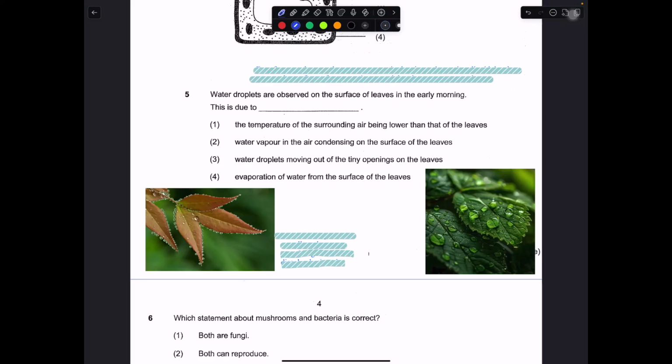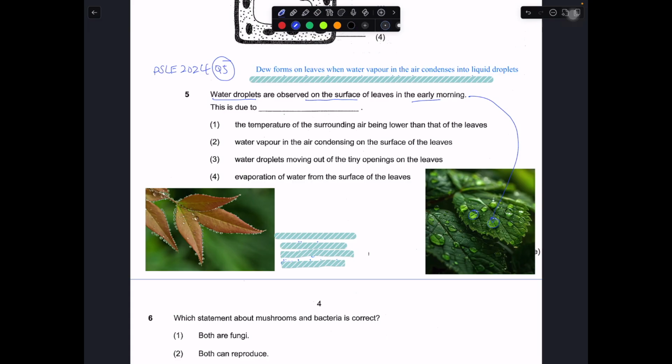Today I'll be going through PSLE 2024 question number 5. This is really about water droplets observed on the surface of the leaf in the early morning. Just like what it looks like over here, there are a lot of water droplets on the surface of the leaf, and this is commonly known as dew on the leaf.